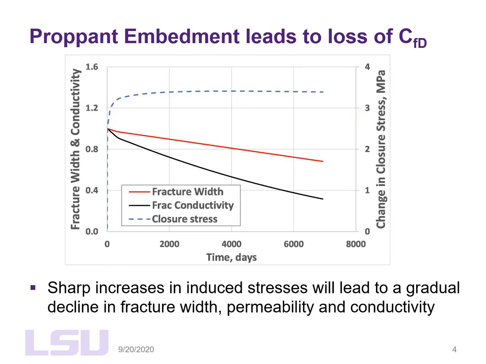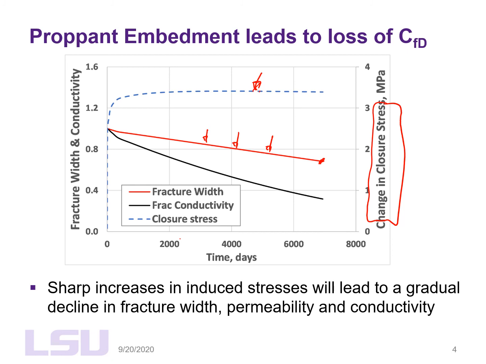And I begin to show the results right here. So here are the stresses which are compressive. You build up these additional stresses due to the decline in pore pressure, and those lead to a reduction in fracture width, fracture aperture right here. So it's decreasing from this value of 1 systematically to a value of about 0.7, 0.6.